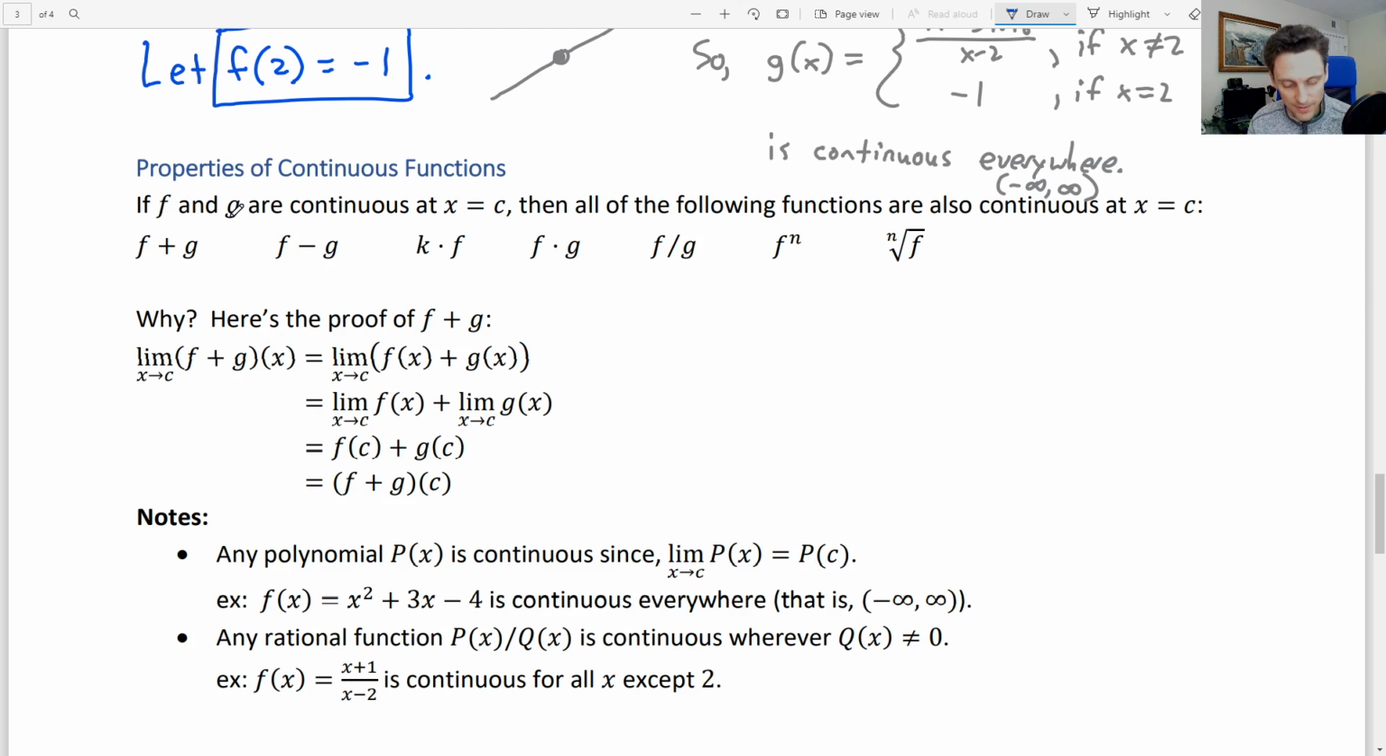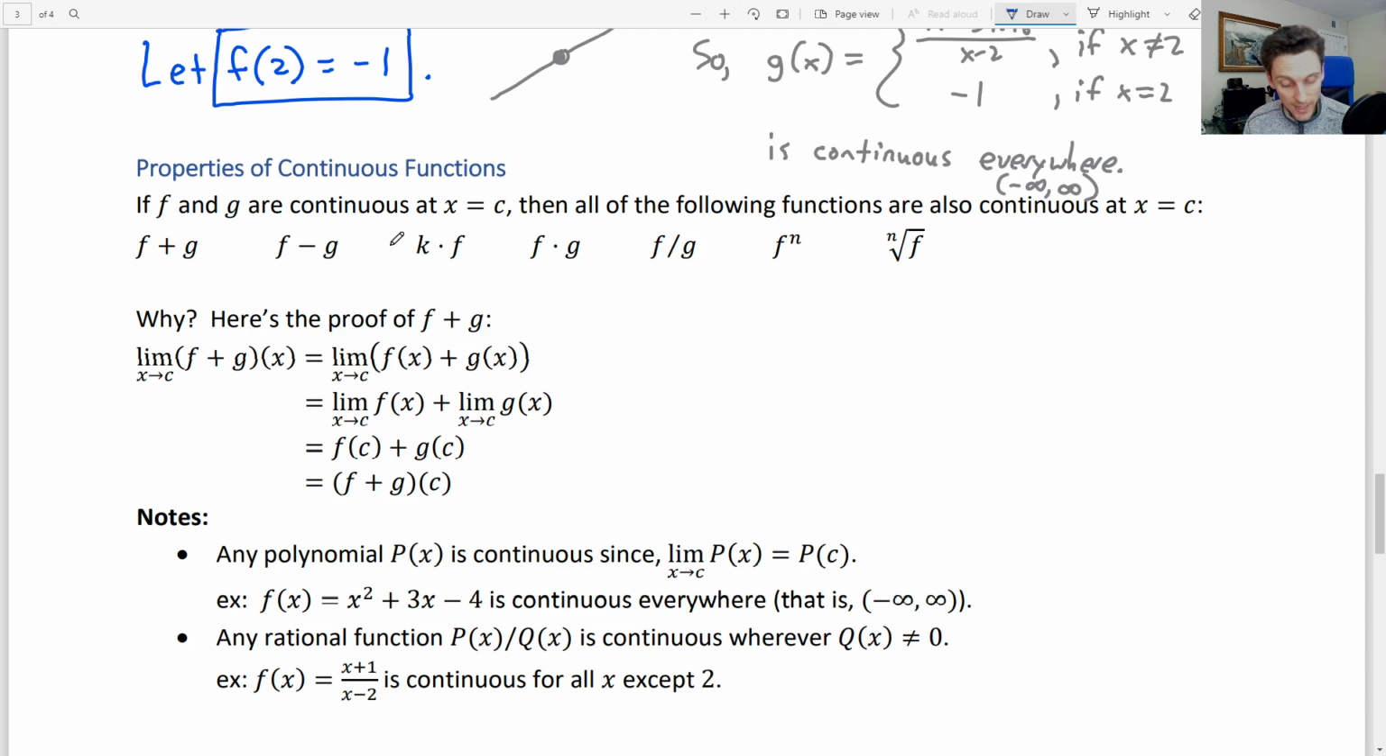So if f and g are continuous at x equals c, then all of these functions down below will be continuous at x equals c as well. Like f plus g: if you add the two functions, what you're doing there is adding the y values of the function. But if you do that, that new function that you get, f plus g, is going to be continuous at x equals c, as long as f and g are both continuous at x equals c.